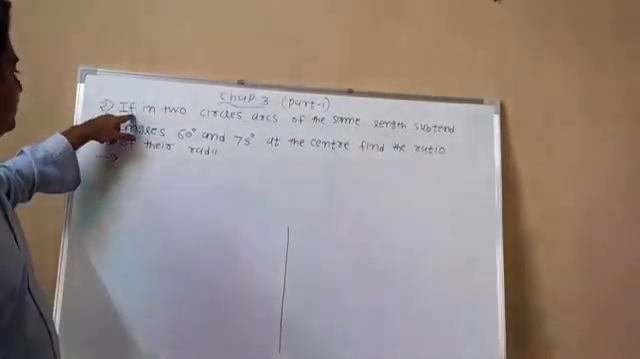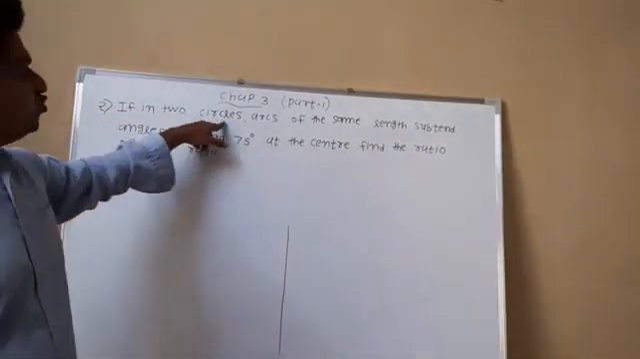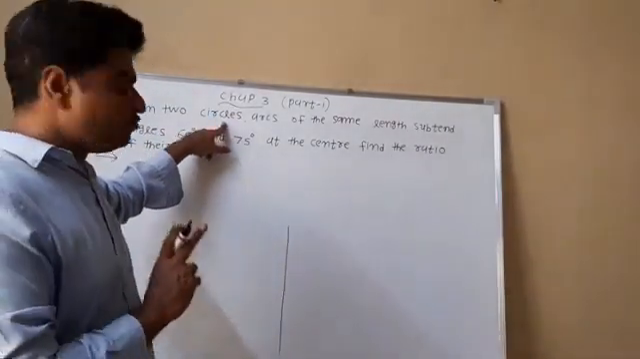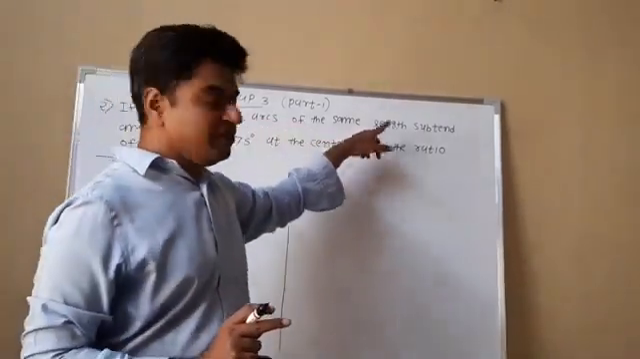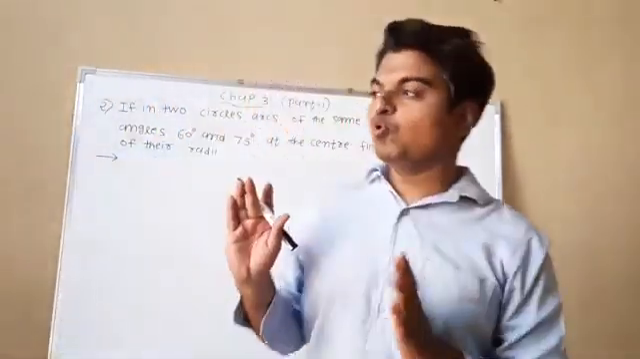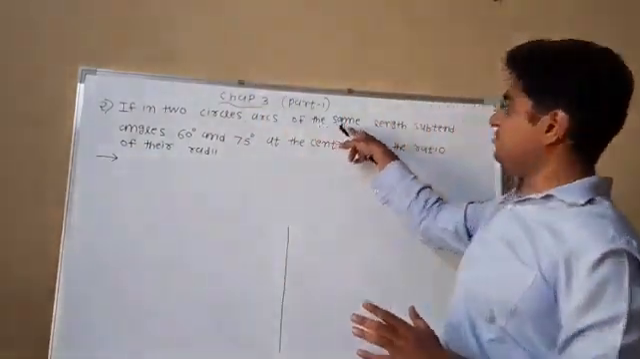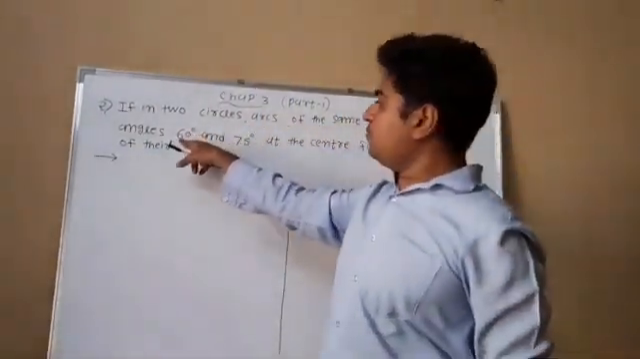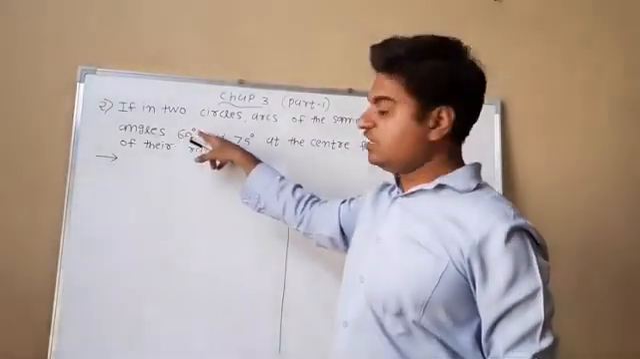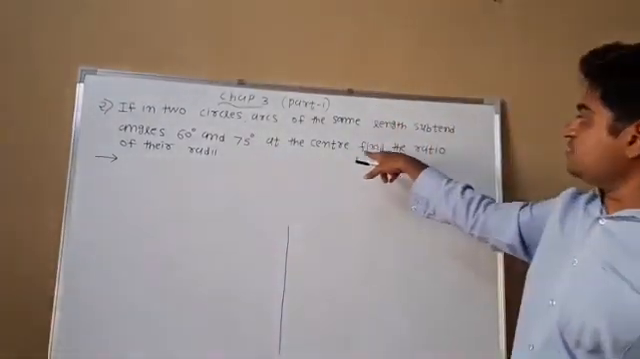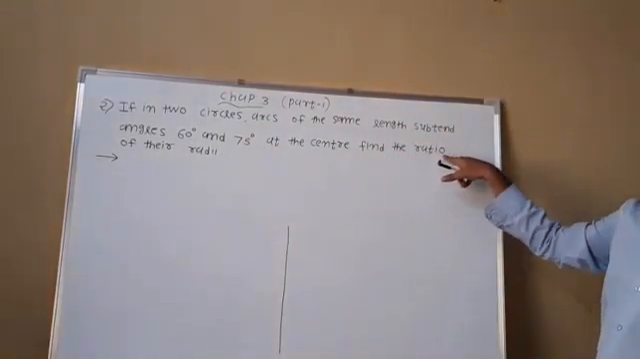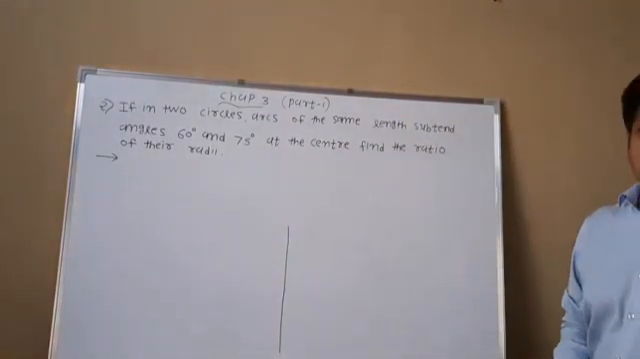So in the next question, in this question first of all two circles are given, with arcs of the same length, that means the arc lengths of both these circles are the same. Now the angle at the center of one circle is 60 degree and of the other circle is 75 degree, and our question is to find the ratio of their radii.